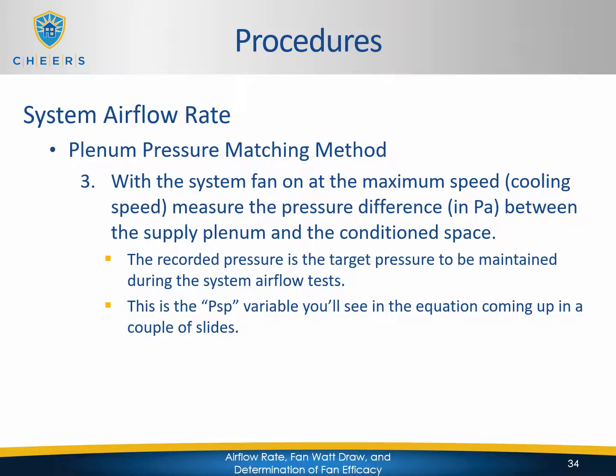With the system fan on at the maximum speed, which is the cooling speed, you want to measure the pressure difference in pascals between the supply plenum and the conditioned space. The recorded pressure is the target pressure to be maintained during the system airflow test. This is the PSP variable that you'll see in the equation coming up in a couple of slides.